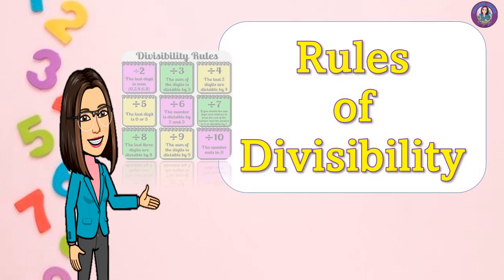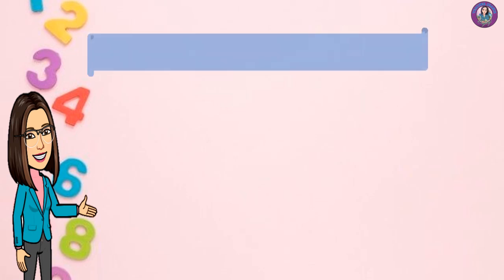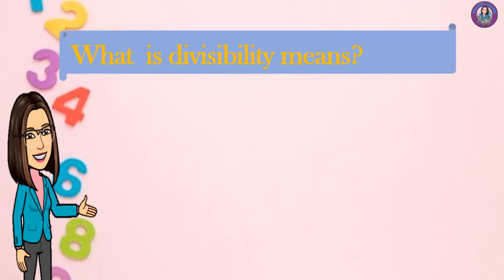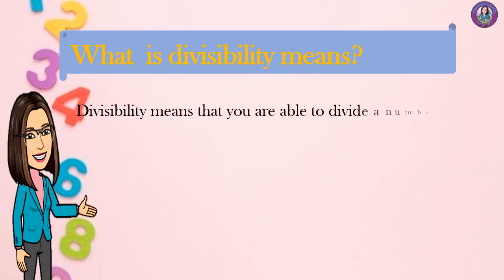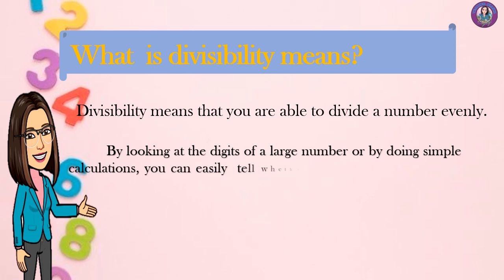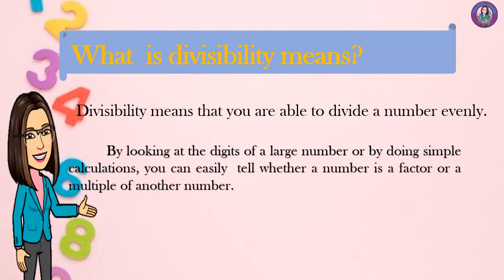Divisibility rules. Our learning target is to use divisibility rules for 2, 3, 4, 5, 6, 7, 8, 9, 10, 11, and 12. What does divisibility mean? Divisibility means that you are able to divide a number evenly. By looking at the digits of a large number or by doing simple calculations, you can easily tell whether a number is a factor or a multiple of another number.